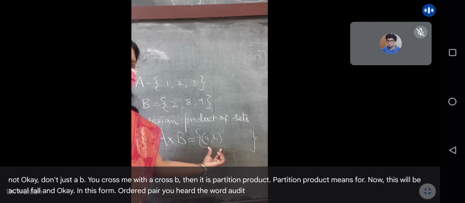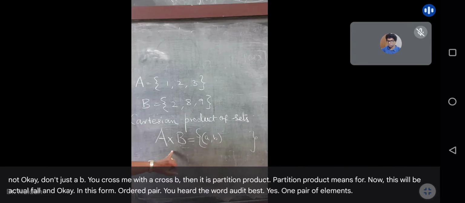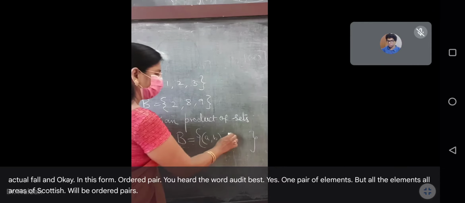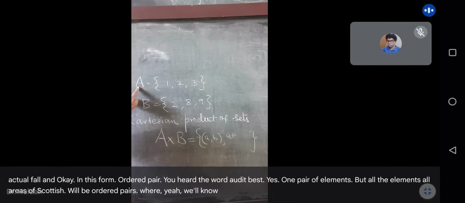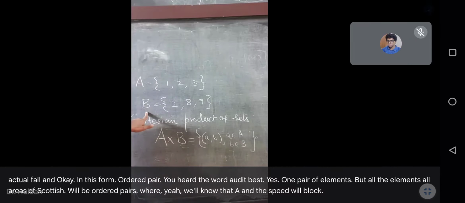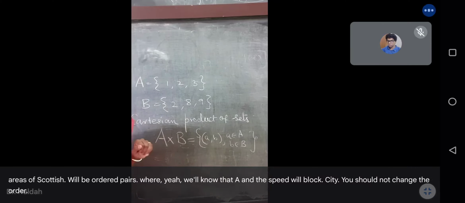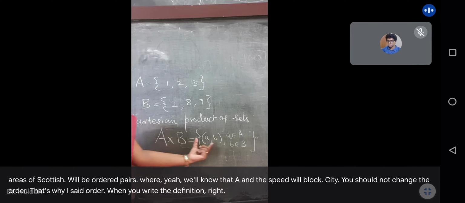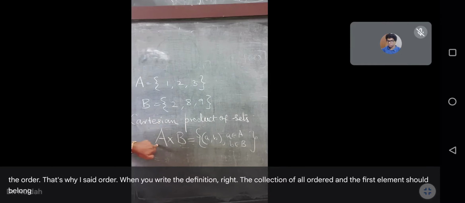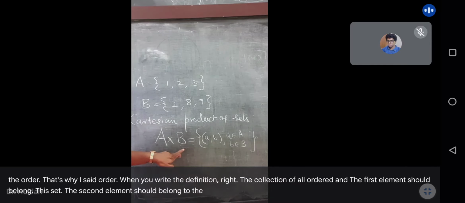Yes, one pair of elements. So you collect all the elements. All the elements of this Cartesian product will be ordered pairs, where A will belong to this set A, and this B will belong to this set B. You should not change the order. That's why it is called an ordered pair. When you write the definition also, you should write this. It's a collection of all ordered pairs. The first element should belong to the first set. The second element should belong to the second set. You should not change the order. Is that okay, children? Understood?